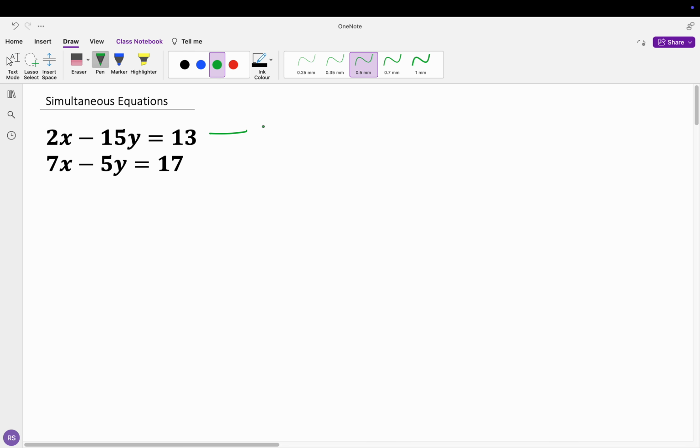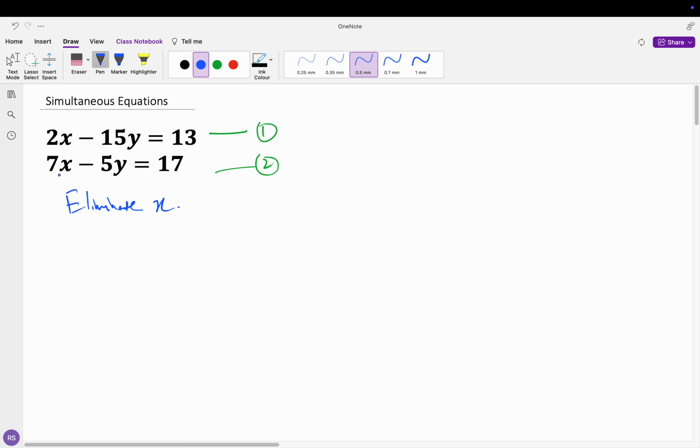a number to each equation. So equation 1, equation 2, and then decide which variable we want to eliminate. Let's assume that in this example we want to eliminate x. We want to eliminate the variable x. So to eliminate x, we must find a common multiple for the coefficient.